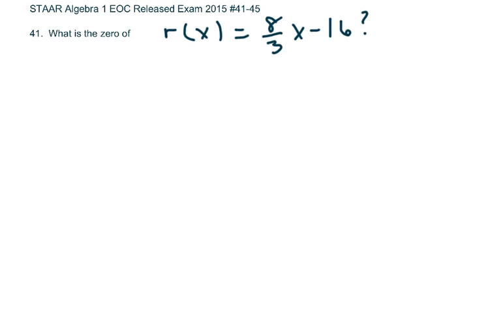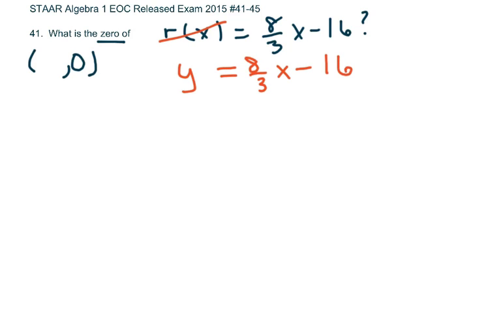When they say the word zero, they're looking for the x-intercepts. So where does it cross the x-axis? And that means y would be 0. So this is actually your y, and I'm going to rewrite it as y. And I'm going to solve and find my x here. So I'm going to let y be 0.